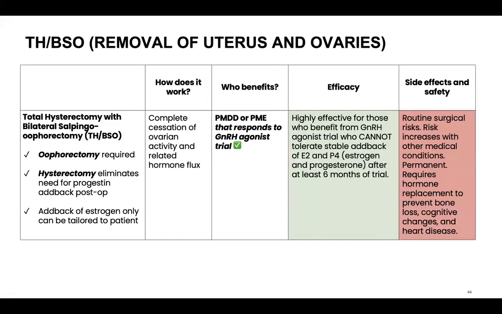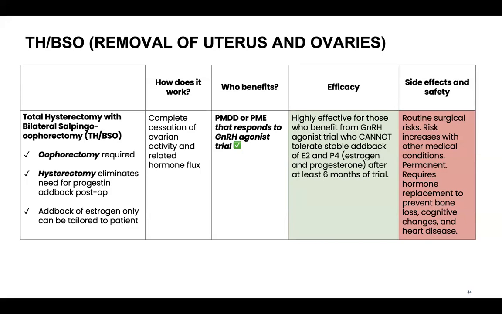And this brings us to the next and final option: a total hysterectomy with bilateral salpingo-oophorectomy. This is surgical menopause. Removal of both ovaries is required, and the hysterectomy eliminates the need for progestin add-back post-op. And the add-back of estrogen only can be tailored to the patient.